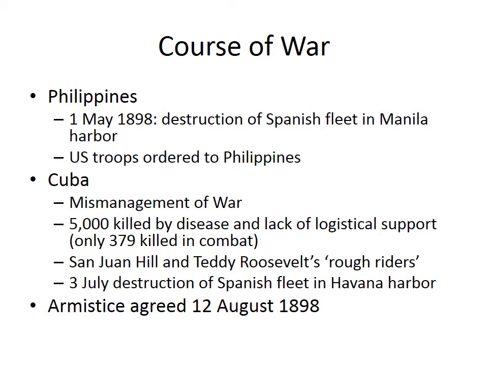Now, the course of the war. In the Philippines, 1 May 1898, the destruction of the Spanish fleet in Manila. U.S. troops are ordered to the Philippines and will land in the early summer and will suppress Spanish resistance very quickly, with the assistance of the Filipinos. The Filipinos rise up against the Spanish and support the American invasion.